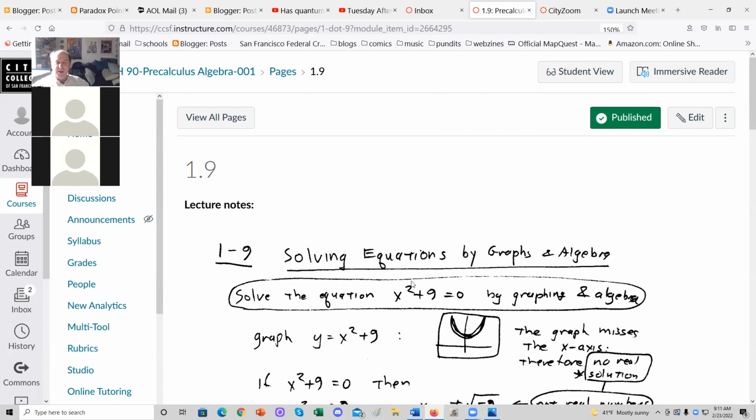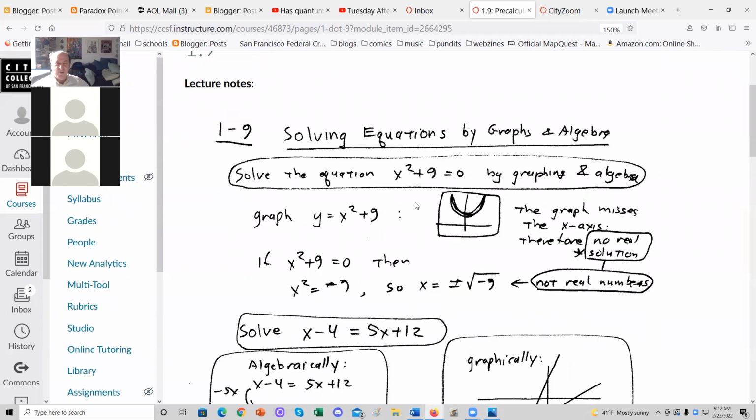x squared plus 9 equals 0, solved by graphing and by algebra. Well, with graphing, if you graph y equals x squared plus 9, we get a parabola, but it misses the x-axis entirely, so it does not have any real number solutions. No good. But if we did it by algebra, we would transpose 9, x squared equals -9, x equals plus or minus root -9. Again, not a real number.